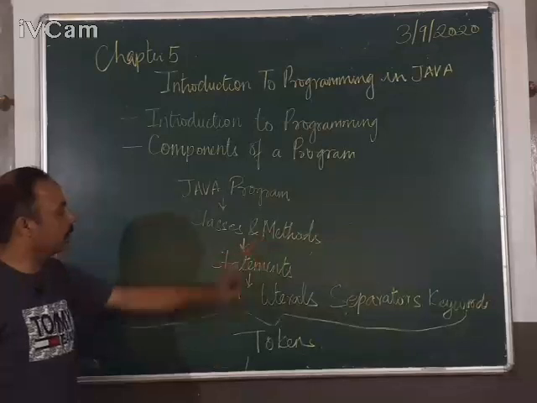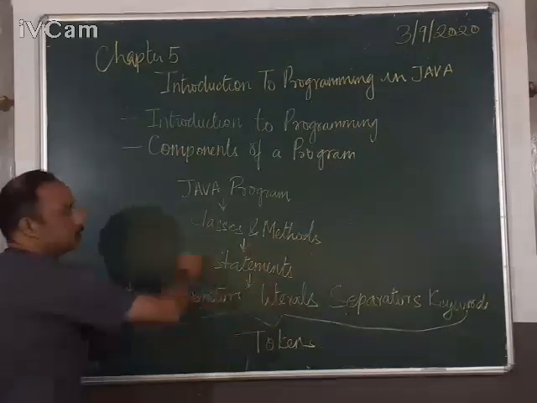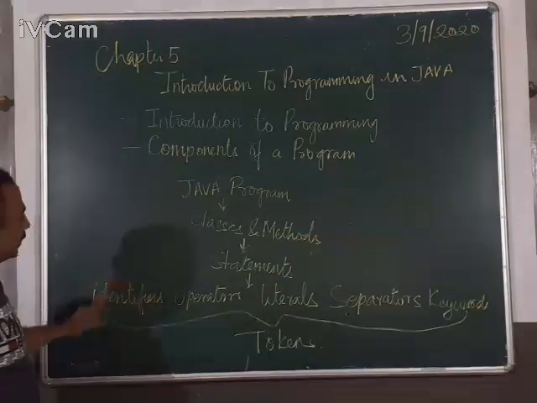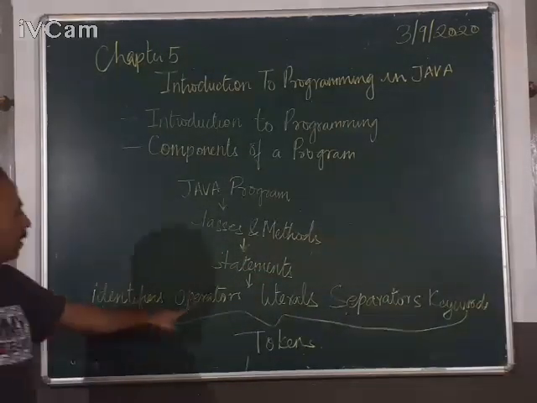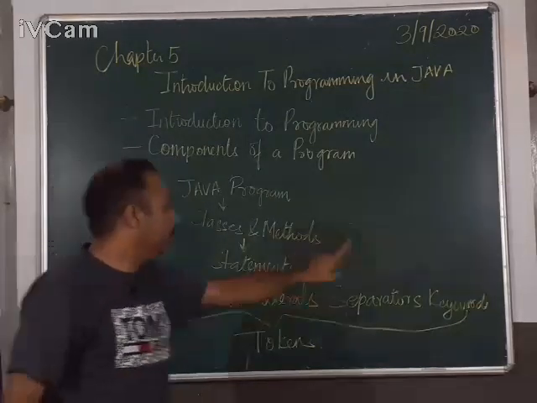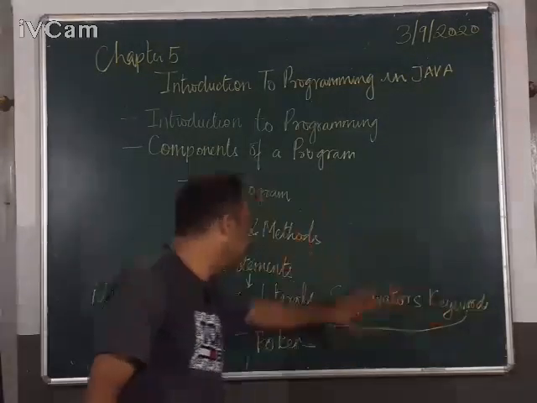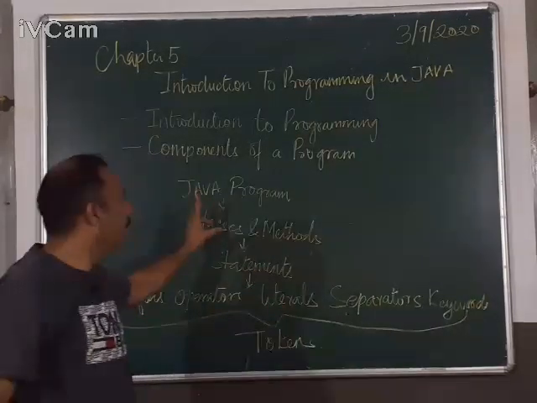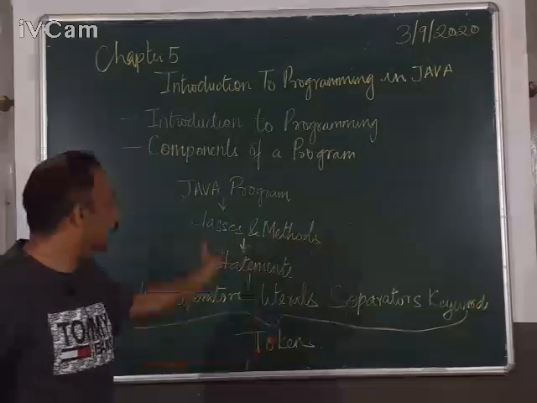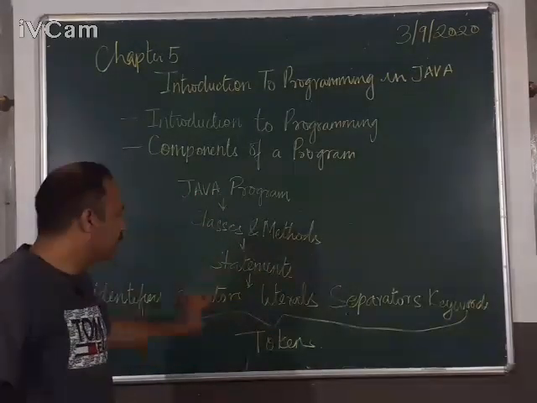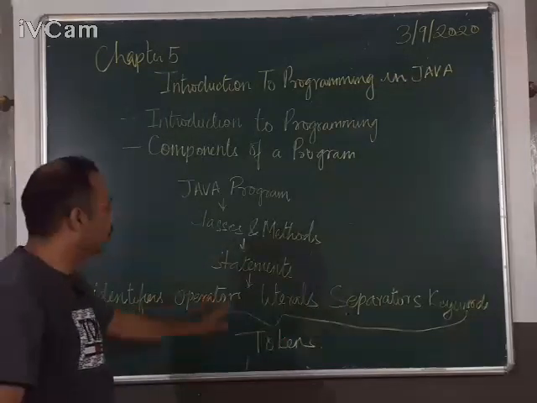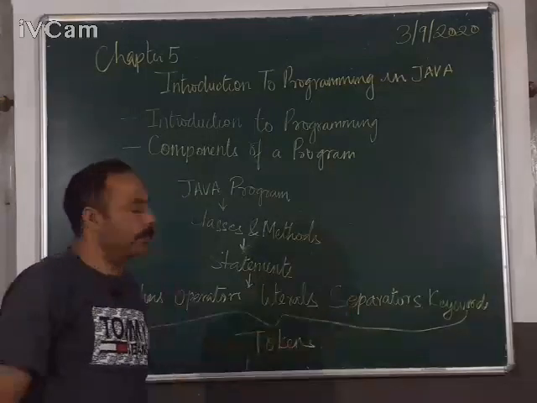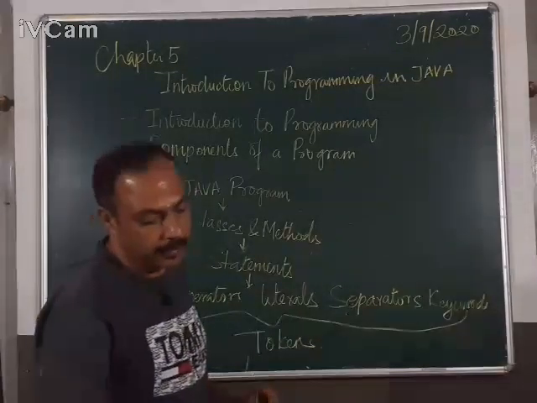Inside these classes and methods, there are statements. Under the statements there are identifiers, operators, literals, separators and keywords. So these are all termed as tokens. We can generally say that a Java program consists of classes and methods, statements and tokens. Different tokens are there: identifier, operators, literals, separators and keyword. Now let us discuss this one by one.